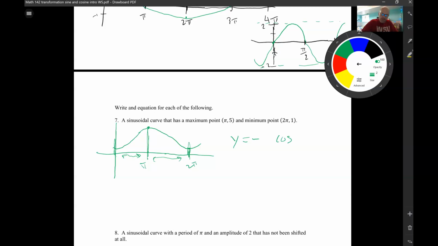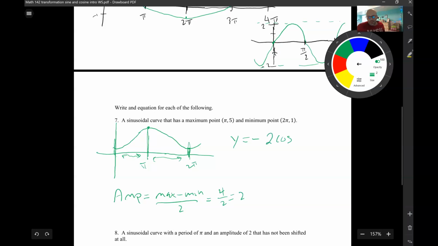So then we just got to figure out amplitude. An easy way to find the amplitude is the maximum minus the minimum, divided by 2. Because remember, amplitude is how far I am from the middle to the top or from the middle to the bottom. So in this case, that would be 5 minus 1, which is 4, divided by 2, which would be 2. So the amplitude is 2. So this equation is going to be negative 2 cosine.